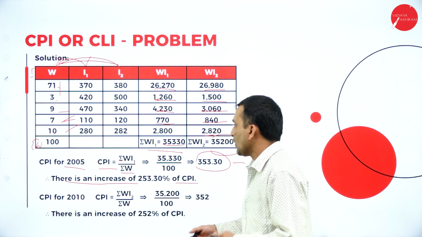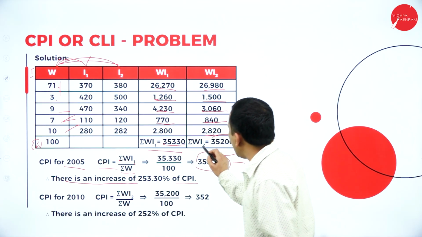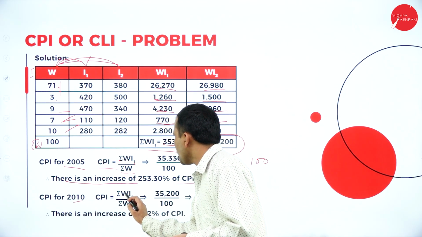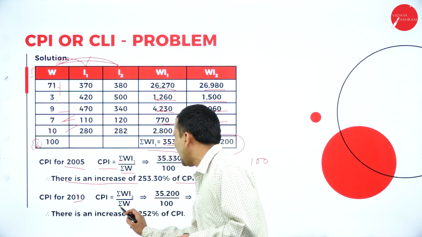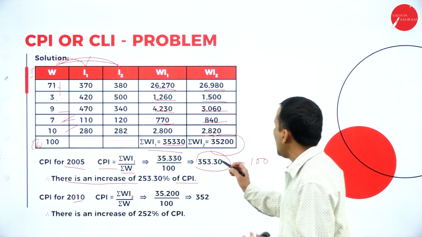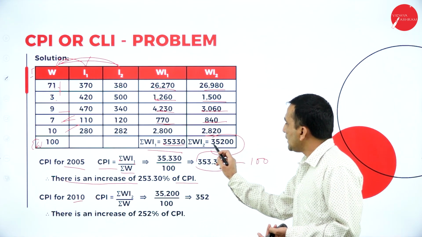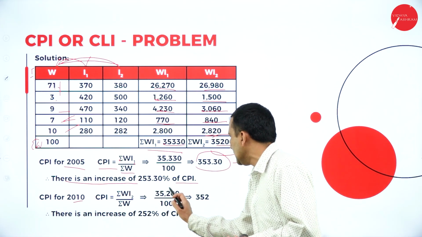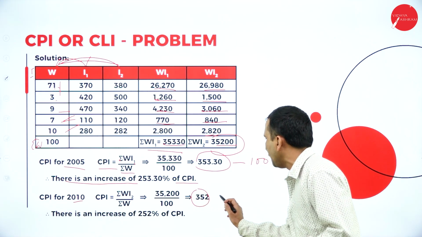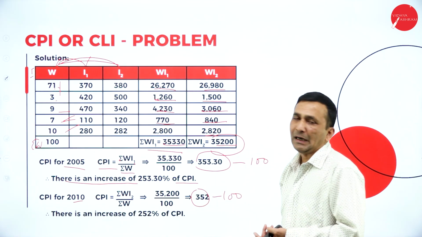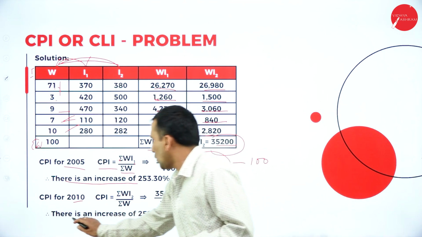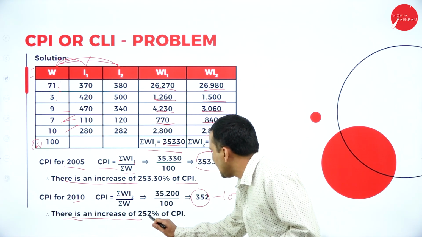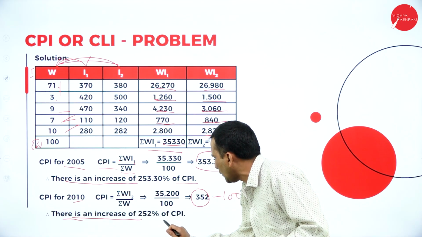There is an increase of 253.30% in CPI. Again for the second group we apply the formula, CPI for 2000, sigma W I2 divided by sigma W. So sigma W I2 we are getting here is 35,200 as numerator, and the denominator, the weight total, is 100. If you simplify, 352. Again you need to subtract the base 100, always. So there is a major change we are finding. There is an increase of 252% in CPI. I hope you are clear.